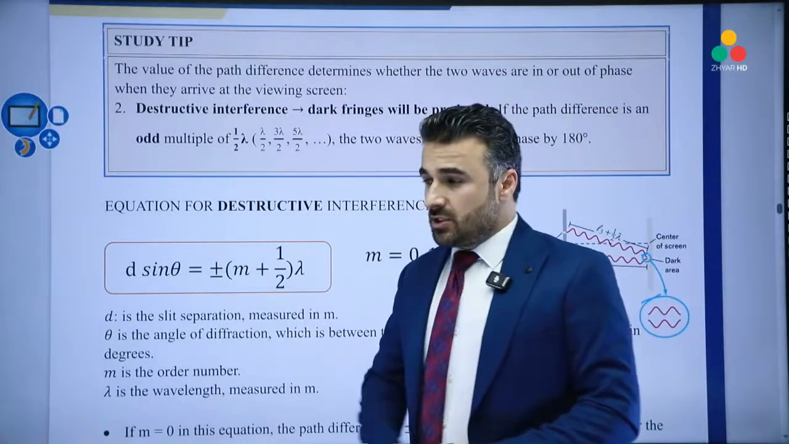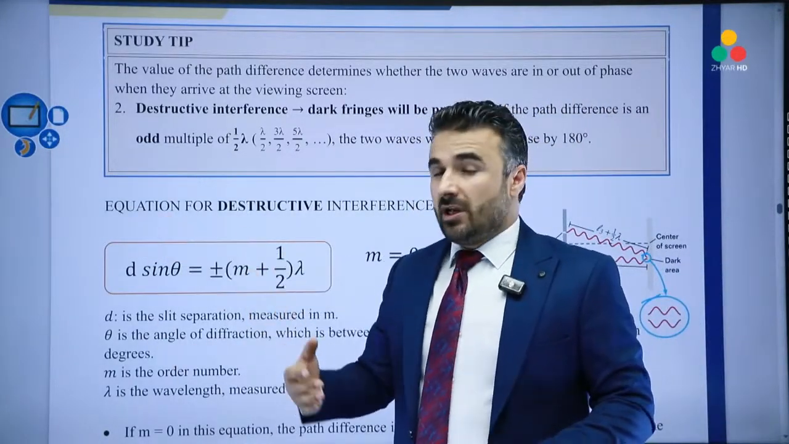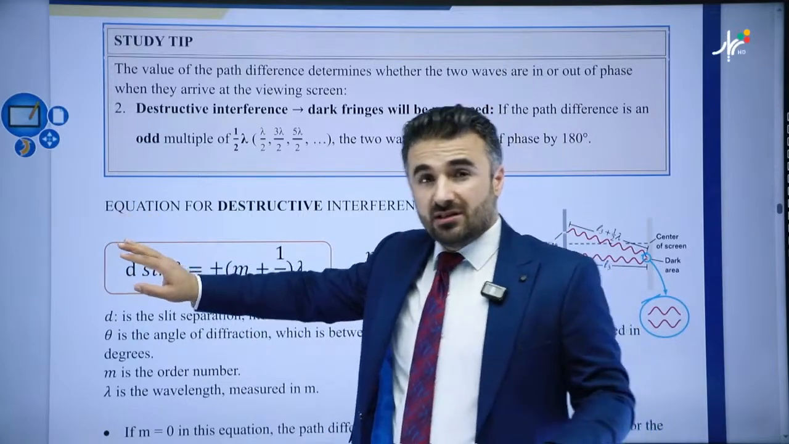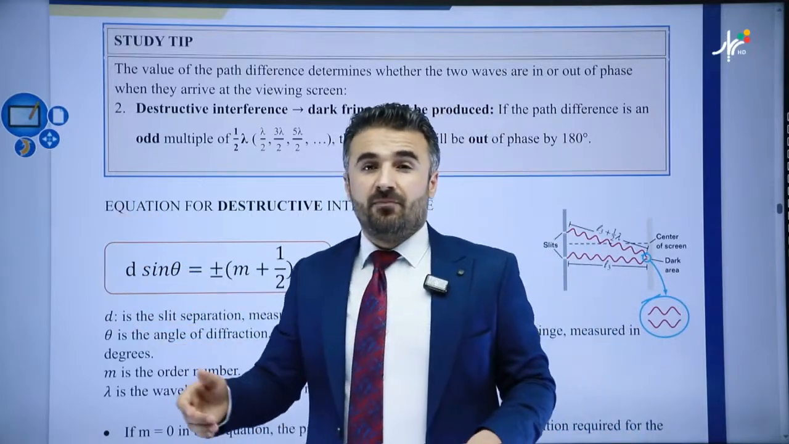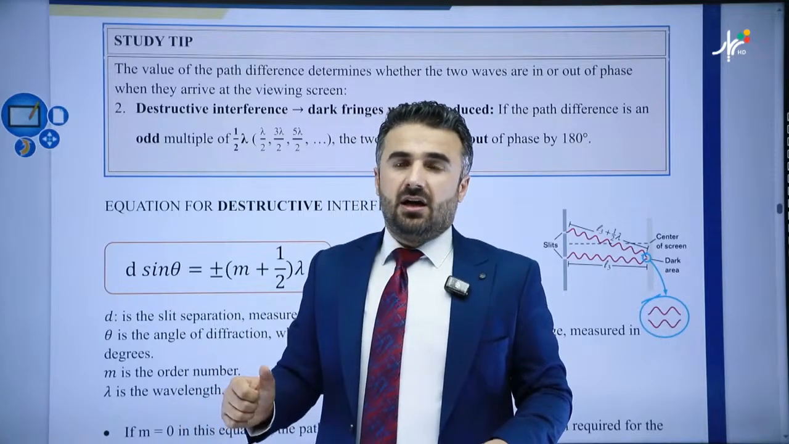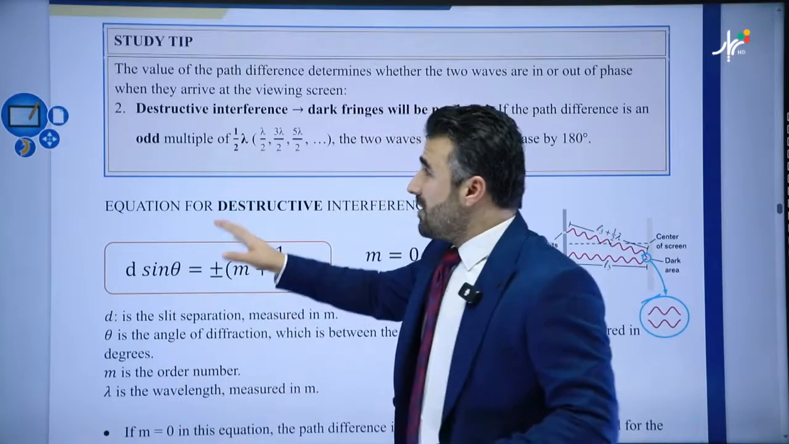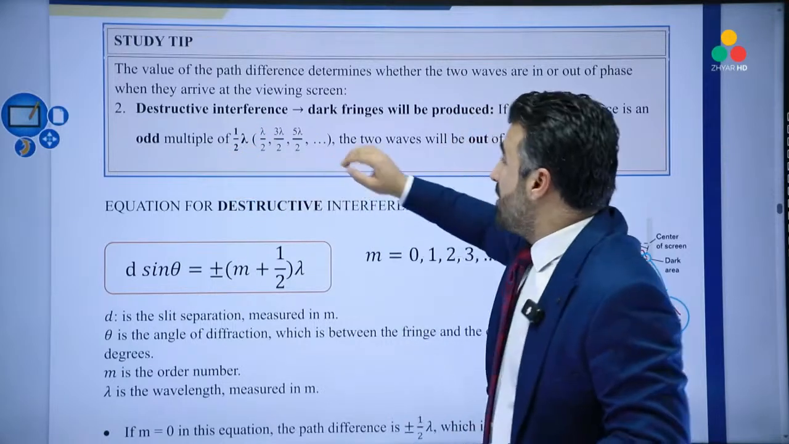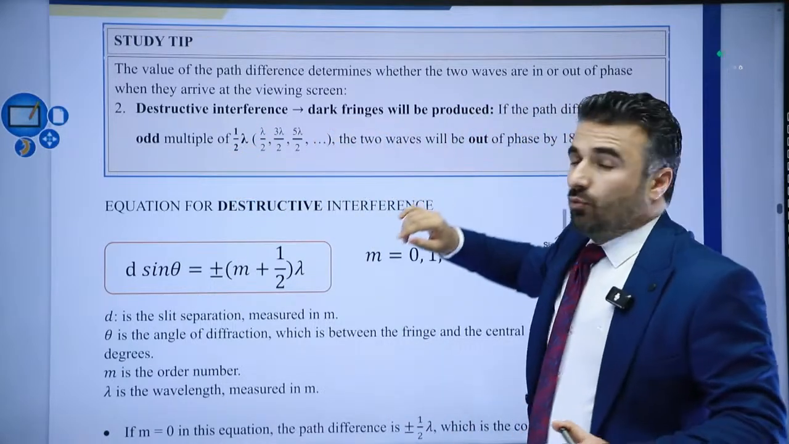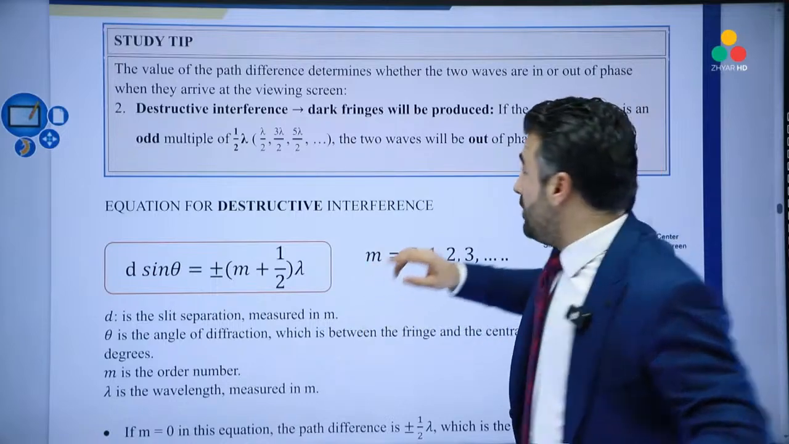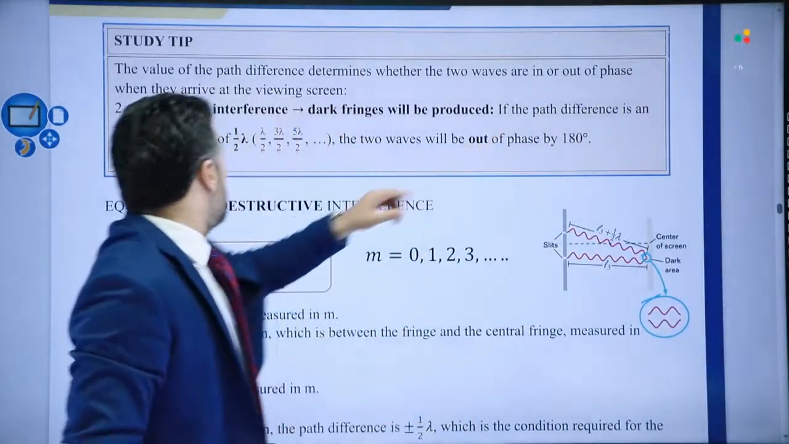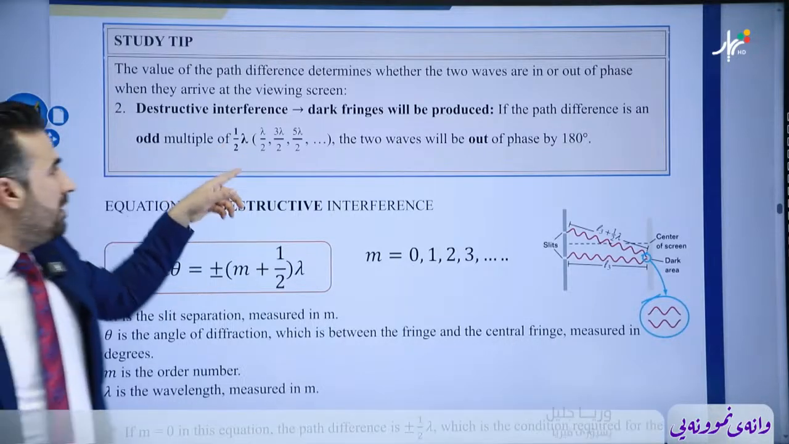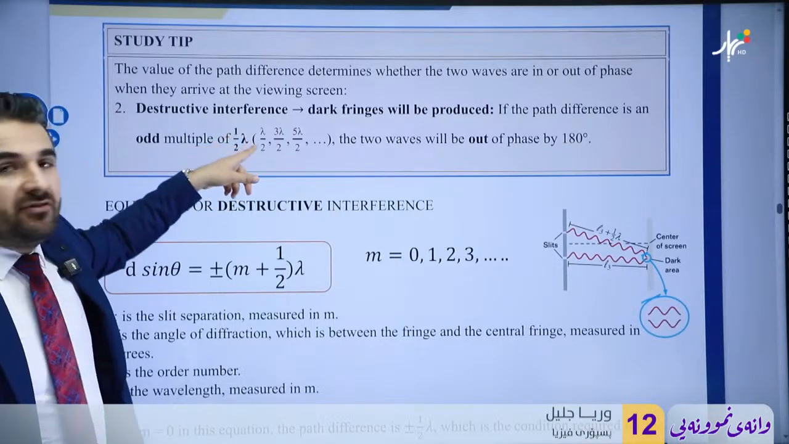Now the second condition. We said d sine theta, the path difference, determines whether the waves coming onto the screen will be constructive or destructive. The first case is constructive, as long as we have a whole number multiple of the wavelength. What about the second case? That is number 2: destructive interference, or dark fringes, will be produced if the path difference is an odd multiple. An odd multiple of what? Of half a wavelength.